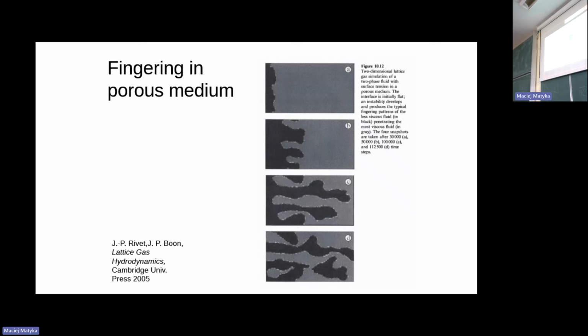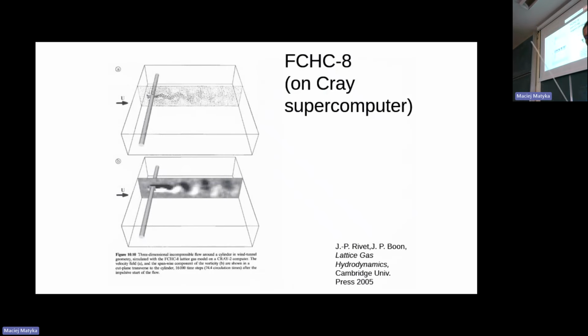And so we have a fingering effect where one flow is pushed in the porous medium, and then this multi-phase flow is choosing different paths, but it's also organized in a way that some kind of fingers are created. That's why it's called fingering flows. You can also see it in lattice gas.